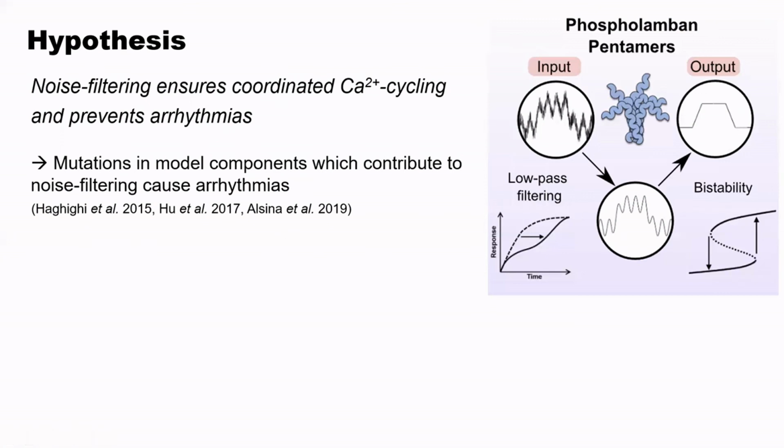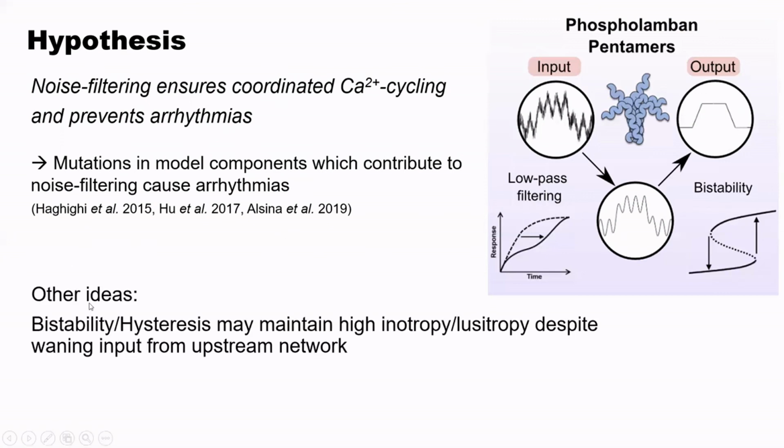But at least for the bistability, it's also possible that there may be other physiological functions. One idea could be that if you want to maintain the beta-adrenergic response for longer time periods, then this may be a mechanism to retain high inotropy or lusitropy, meaning stronger contractions and faster relaxations, despite maybe waning or decreased inputs from the upstream network, because, for instance, it's also known that there's some adaptation, at least on the receptor level. So you could maintain this response for longer periods of time.